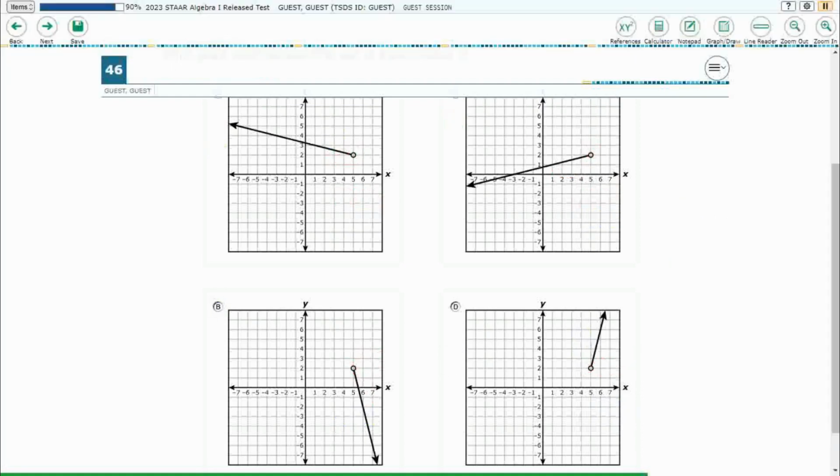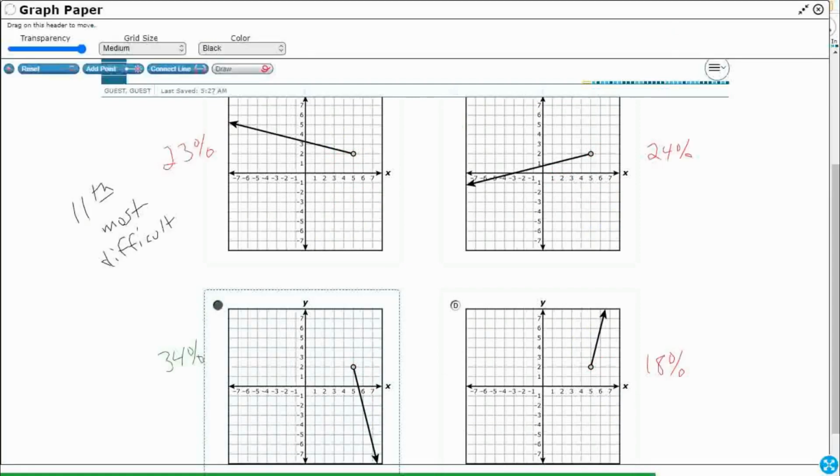Let's see how we did across the state of Texas. So this is the 11th most difficult. You see, barely over a third of the students got the correct answer there. And take a look at the distribution here. 23%, 24%. That's a little bit lower than 25 because this is a little bit higher than 25. But all of this makes me think that we are just guessing.